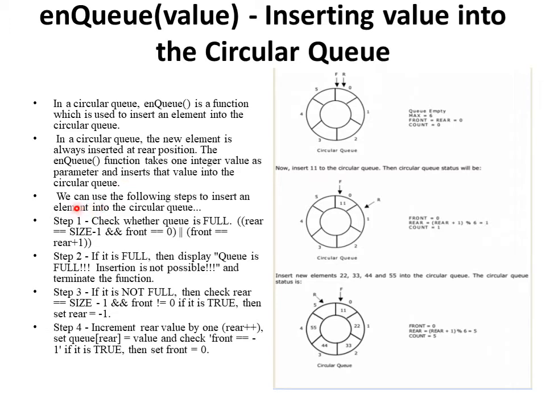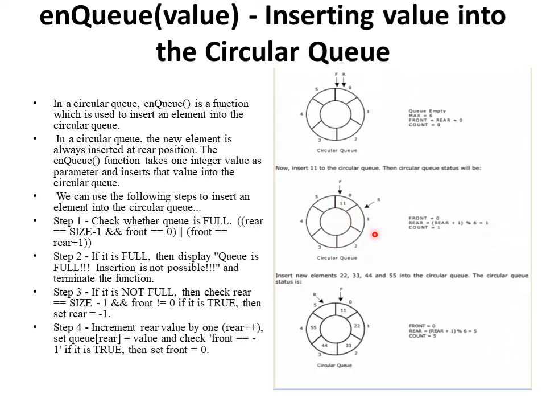Now you can see we can use the following steps to insert an element into the circular queue. Front and rear, initially it is 0. Now I am inserting an element at the rear end, that is rear equals 0. CQ of rear equals 0 is 11. The element is the value at CQ of rear. Next I am incrementing rear, that is rear equals rear plus 1, that is 0 plus 1, that is 1 mod 6, which equals 1.